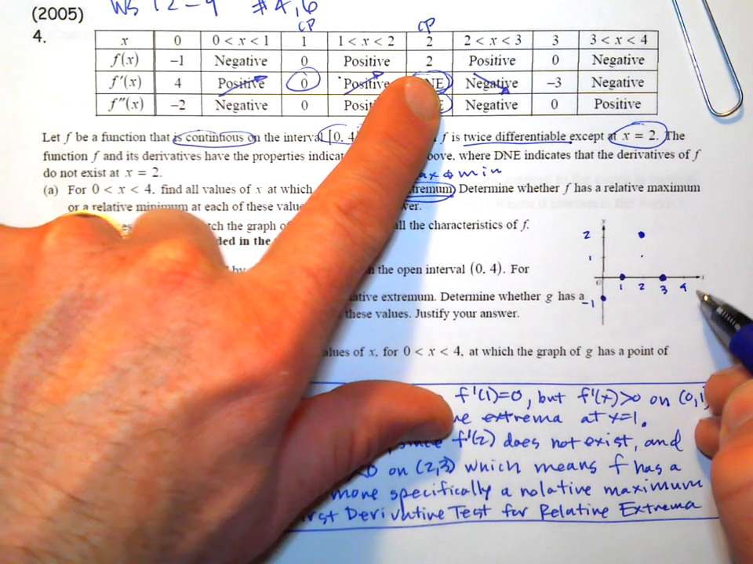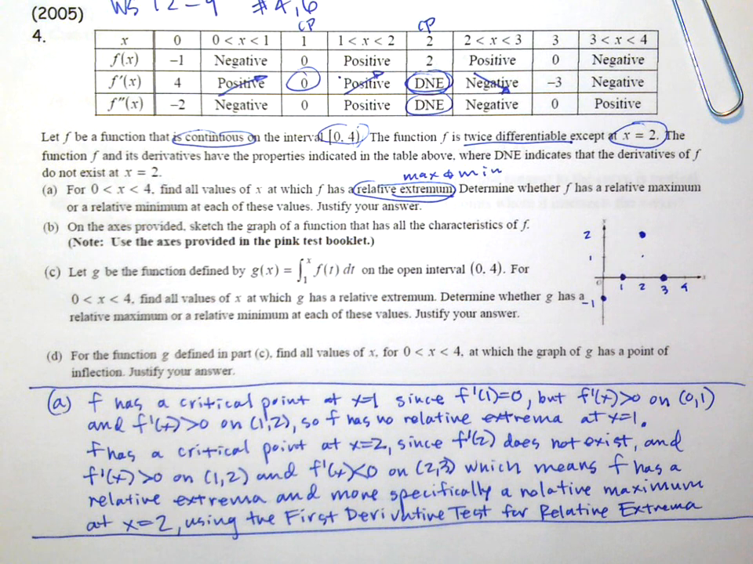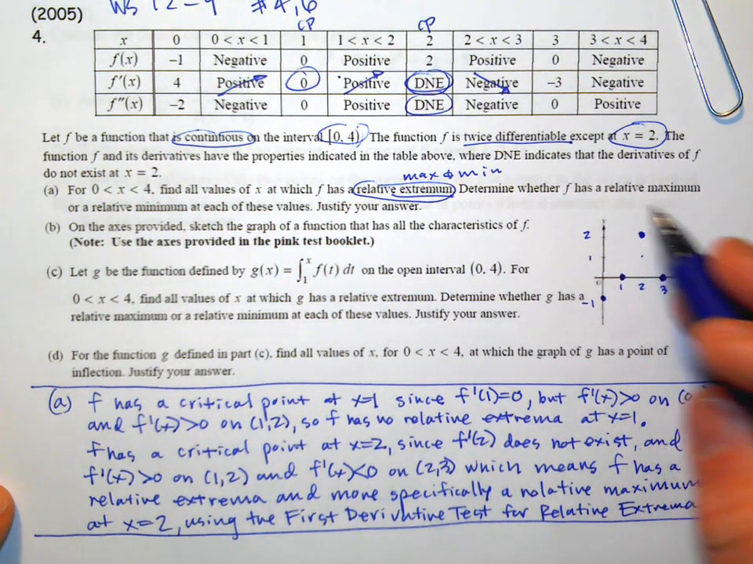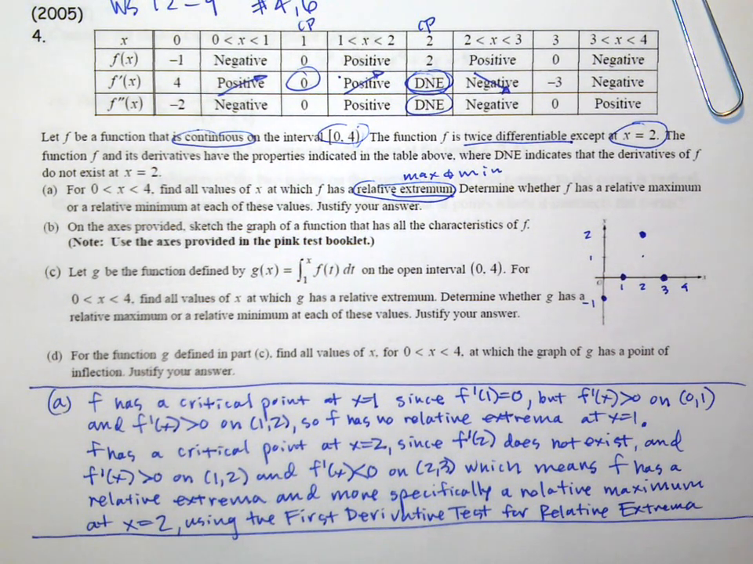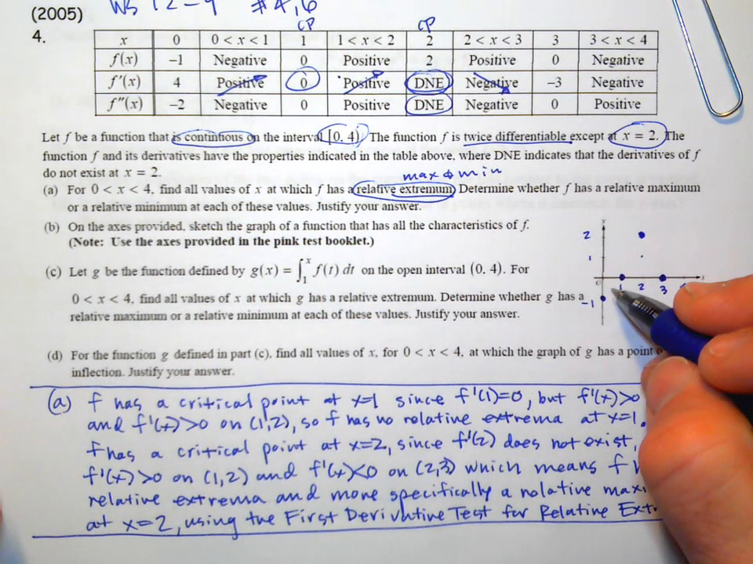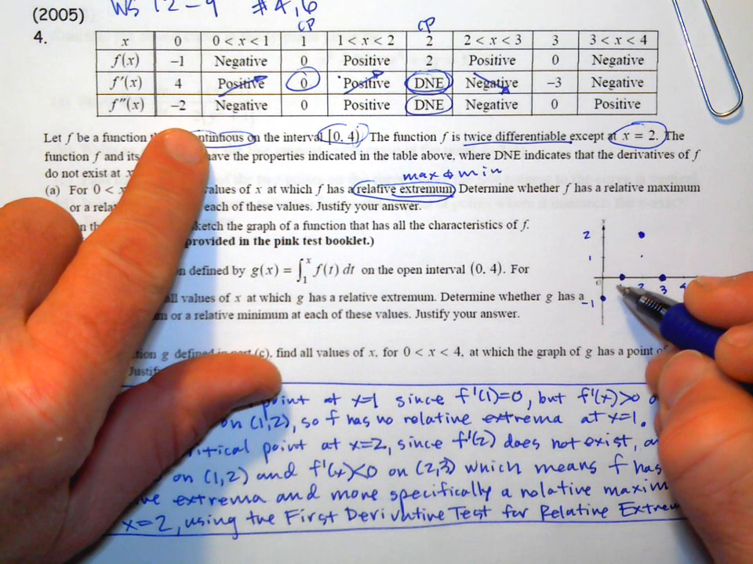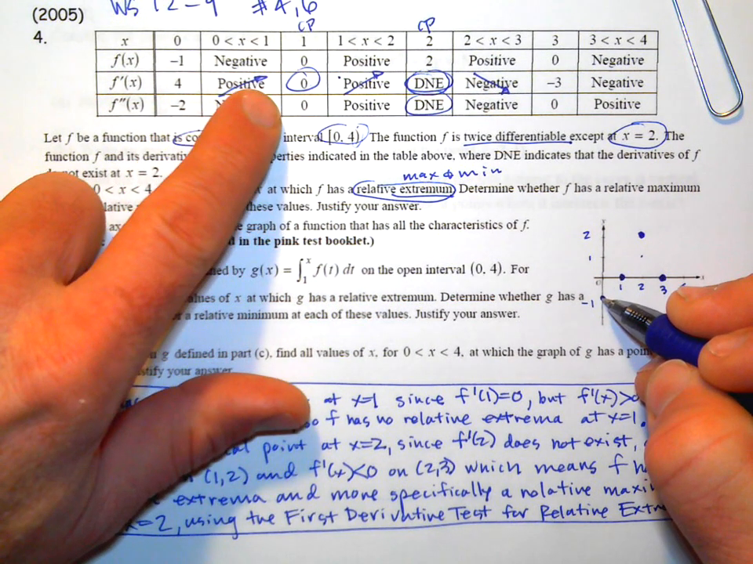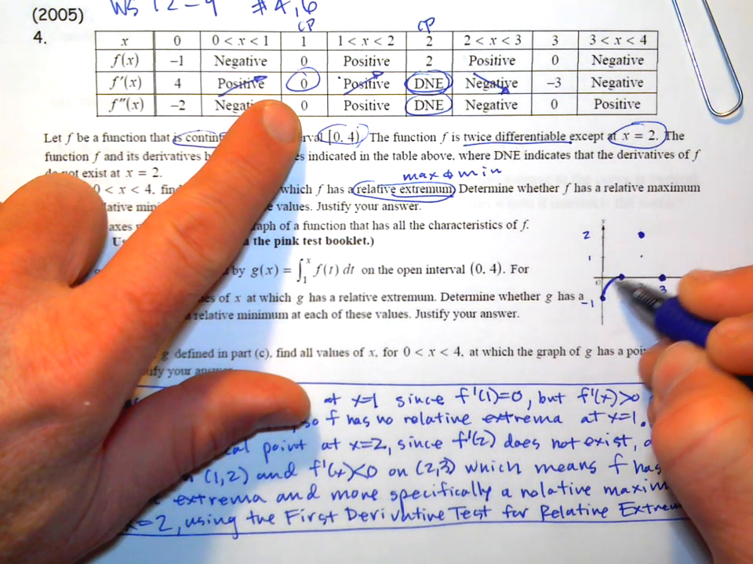And at x equals 3, it's at 0. Okay, so I'd get all the points down that we know. And then the first chunk is increasing but concave down. And then it gets to a 0 slope. So it should be a nice 0 slope here.